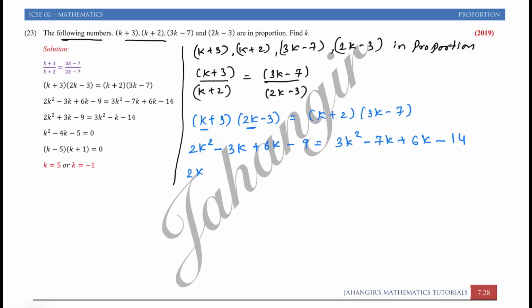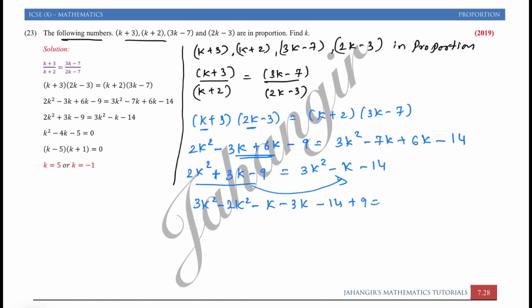So let's collect all like terms. Minus 3k plus 6k is plus 3k, minus 9. 3k square minus 7k plus 6k is minus k, minus 14. We will shift all terms to the right side. So 3k square minus 2k square, minus k minus 3k, minus 14 plus 9 is equal to 0. This we had learned in quadratic equation. So I can write k square minus 4k minus 5 is equal to 0.